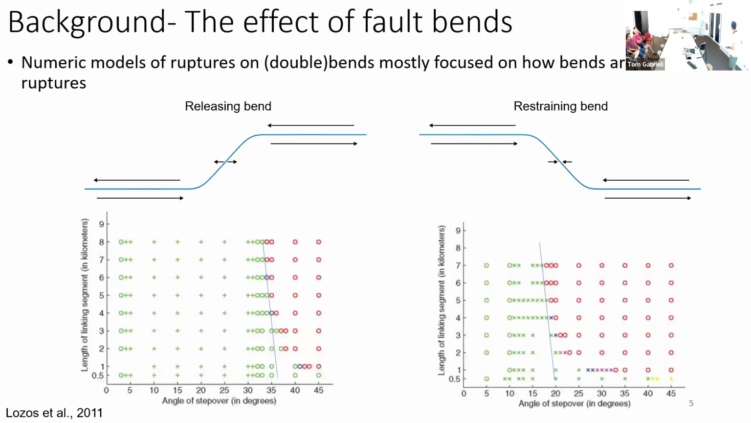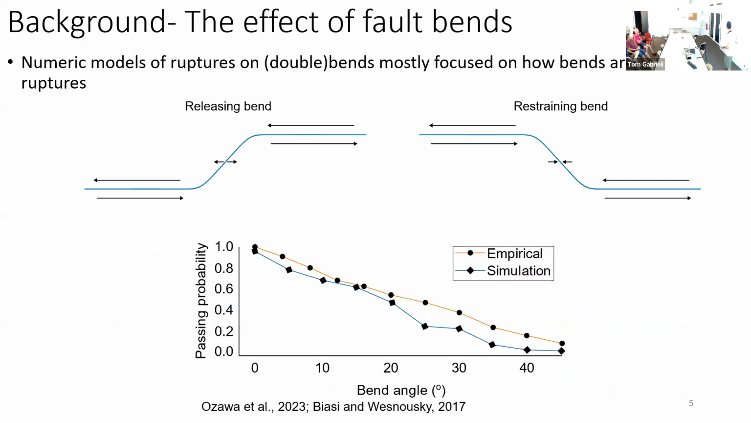This can be seen also in numerical modeling that shows for a releasing band, meaning a band that extends dynamically during the rupture propagation, above around 34, 35 degrees, rupture couldn't pass the band. And for a restraining band, a band that compresses, rupture couldn't pass a band of about 18 degrees. So the band angle, or the deviation angle from the strike, affects the rupture passing, and we can see here for both empirical results from real surface ruptures and simulations, passing probability of a rupture versus band angle. So the higher the angle, the lower the passing probability of a rupture.